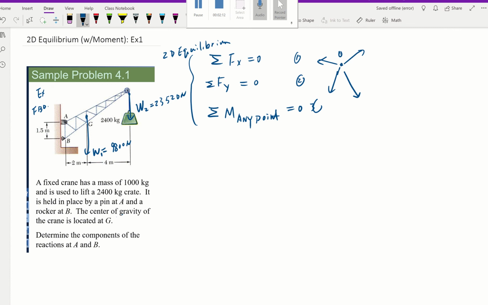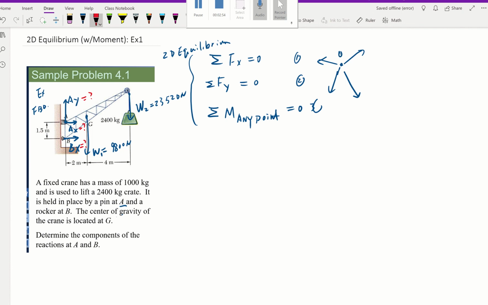Then it is held in place by pin A. Pin A, so we know the reaction support will have both x direction and y direction, since it cannot move freely in either of those two directions. We label them AX and AY. B is a rocker. Since B can move freely in the y direction for this situation, however, it cannot move horizontally. So we are going to have a reaction support at B in the x direction, and we're going to call it BX. So those three, AX, AY, and BX, are going to be our three unknowns.